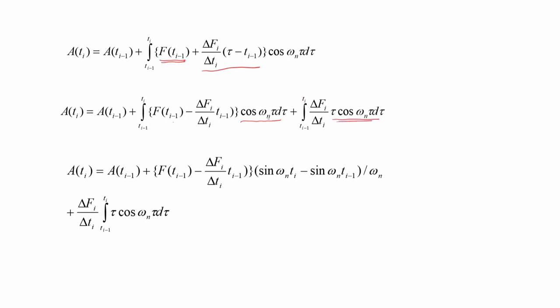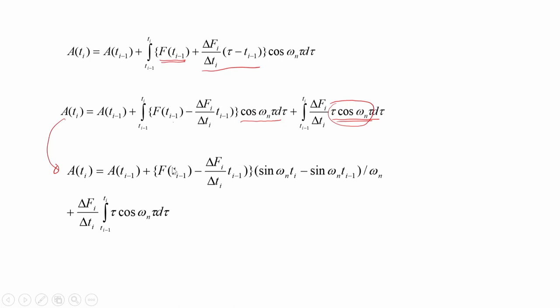You can see this integral is just the integral of cos omega n tau, whereas this integral is the integral of the product of two variables. That means here the integration by parts rule has to be applied, whereas this integration can be done straightforwardly with the integration of the cos function. So now how is it done? A(Ti), now we write from this step to this step, A(Ti) equal to A(Ti minus 1) plus F(Ti minus 1), because the F(Ti minus 1) minus del Fi by del Ti into Ti minus 1 can be taken outside the integral because it is a constant.